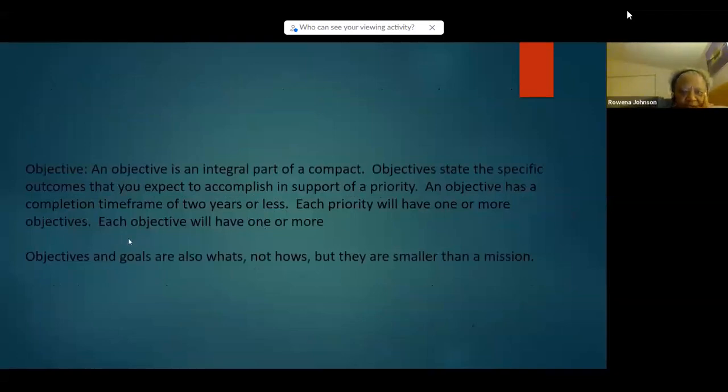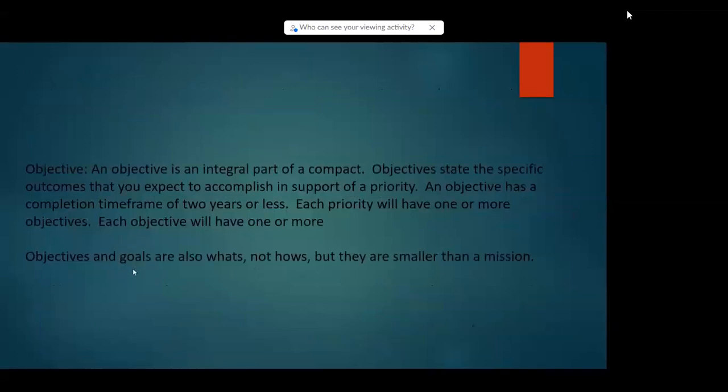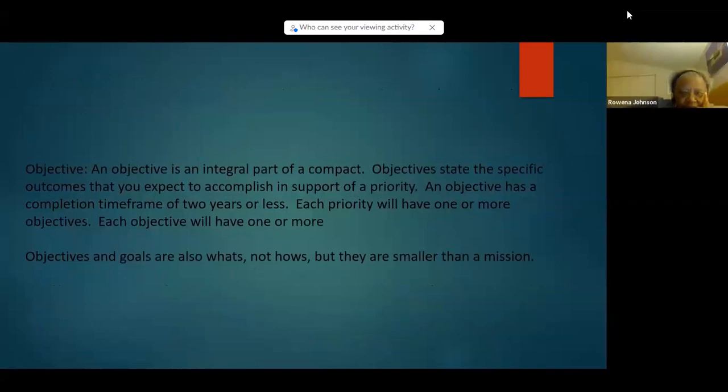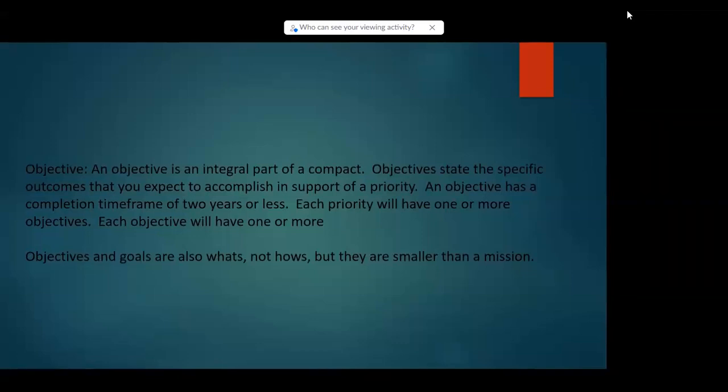An objective, read all the way to the last sentence. An objective is an integral part of a compact. Objectives state the specific outcomes that you expect to accomplish in support of a priority. An objective has a completion time frame of 2 years or less. Each priority will have one or more objectives. Goals are also the what, not the how, but they are smaller than a mission. Objectives are the what and not the how.